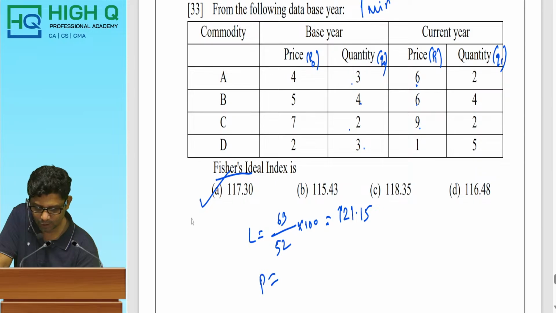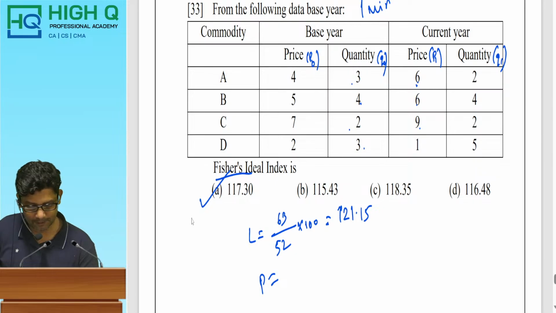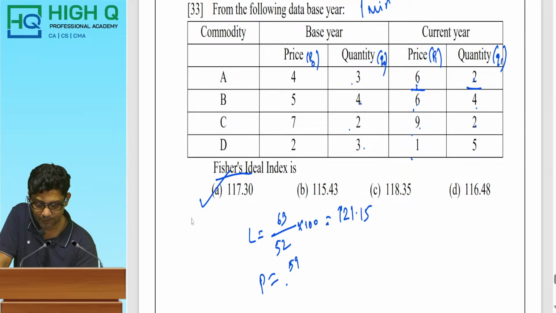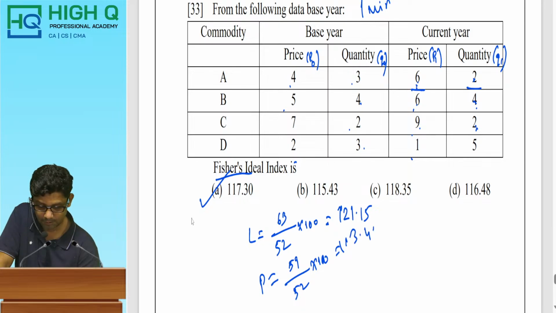Okay. Next let us find out Paasche's. What is Paasche's, my dear? P1, Q1. 6 twos are 12, plus 24, 36, 54, 59. Divided by P naught Q1. 8 plus 20, 28. 28 plus 14, 42. 42 plus 10 is 52. Into 100. Tell me what is it? 113. So root of 121 into 0.15 into 113.46. What is it?